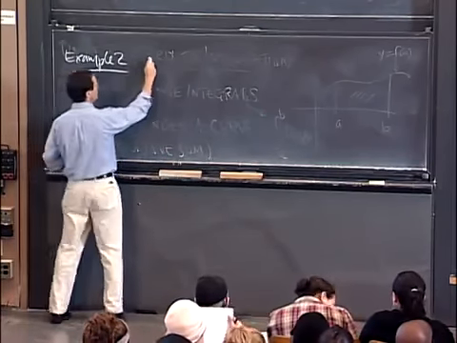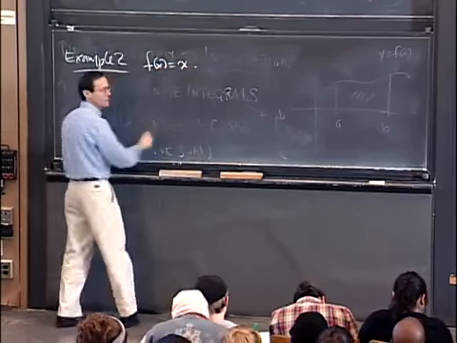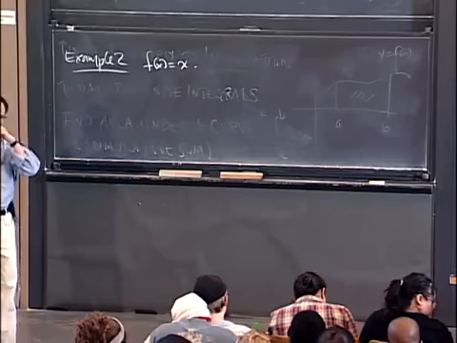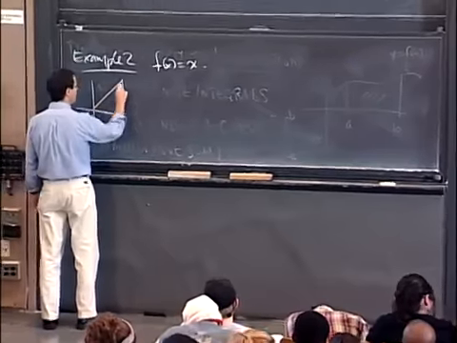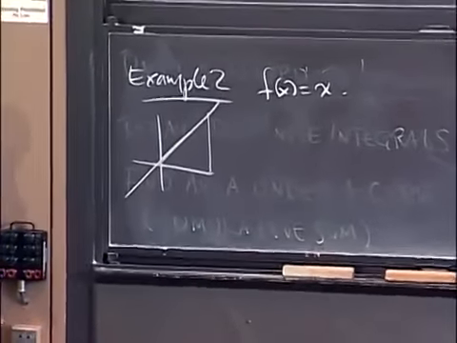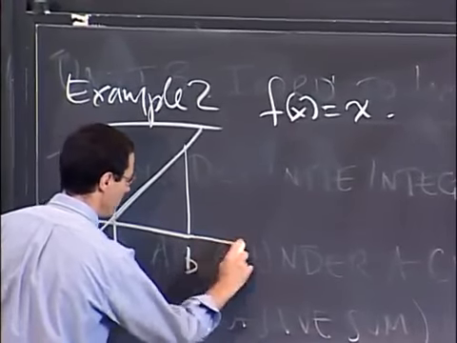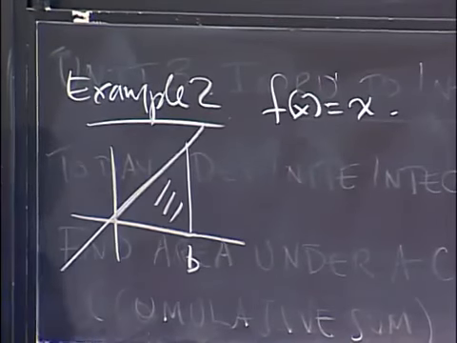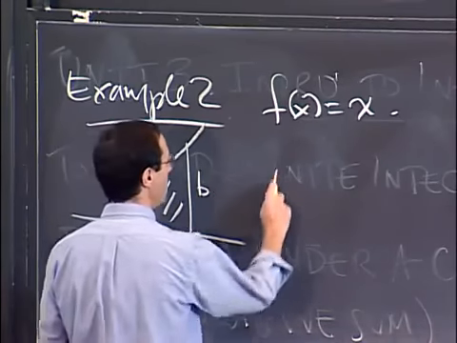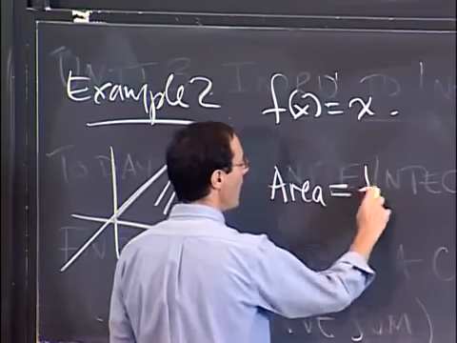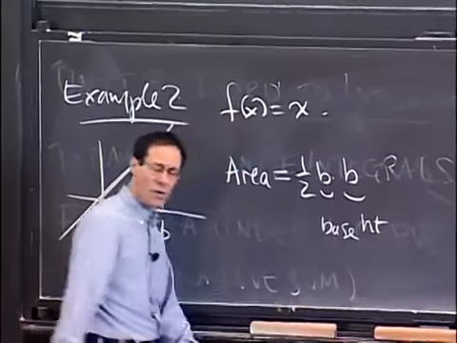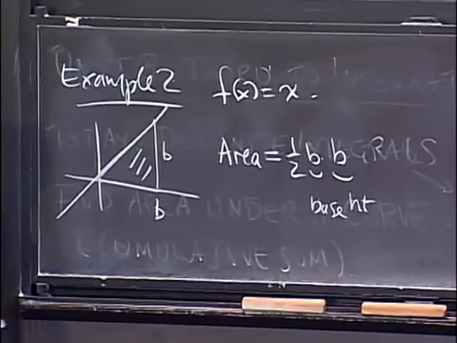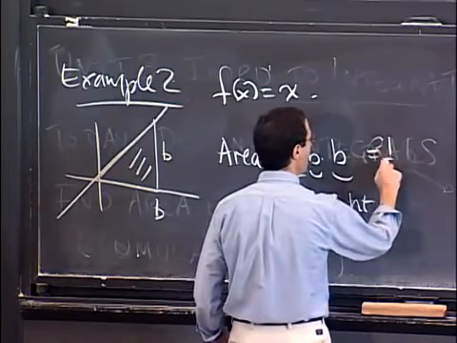So the second example is going to be the function f of x is equal to x. If I draw that, that's this function here. That's the line with slope 1. And here's b. And so this area here is the same as the area of the triangle with base b and height b. So the area is equal to 1/2 b times b. So this is the base, and this is the height. We also know how to find the area of triangles. And so the formula is 1/2 b squared.